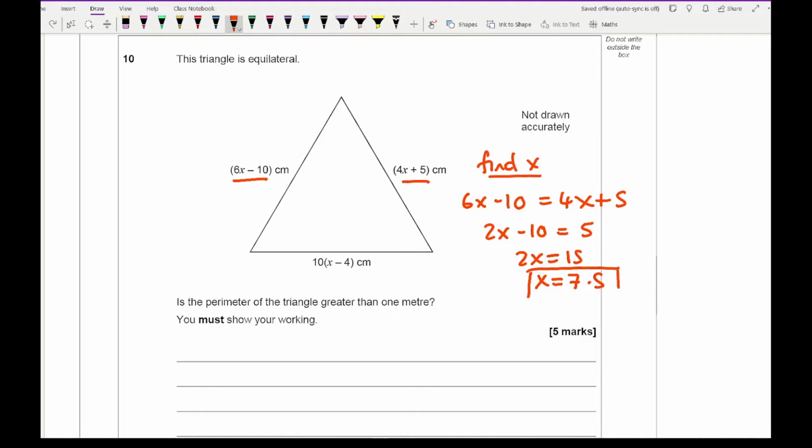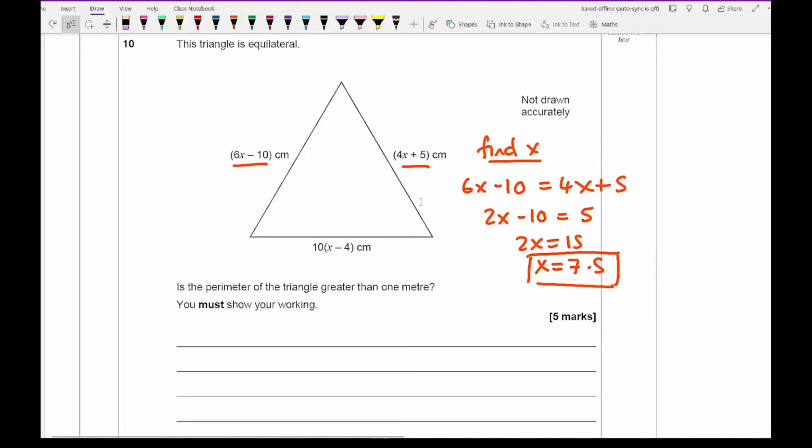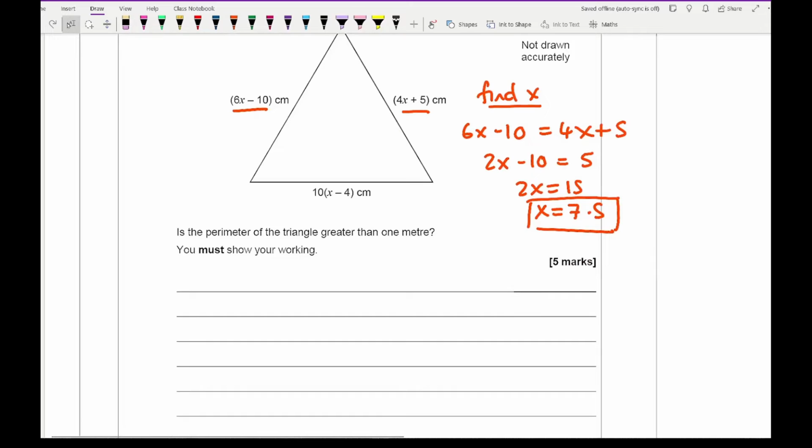So now that I know what x is, I've now got to work out what the perimeter is and see if it's greater than 1 meter. So here there's a number of ways in which I could do this. I could work out the length of one of the sides and times it by 3, or I could substitute x equals 7.5 into all of those expressions and see what it gives me. It's entirely up to you which one you want to do. I'd probably say the most common that people would do is pretty much add them all together.